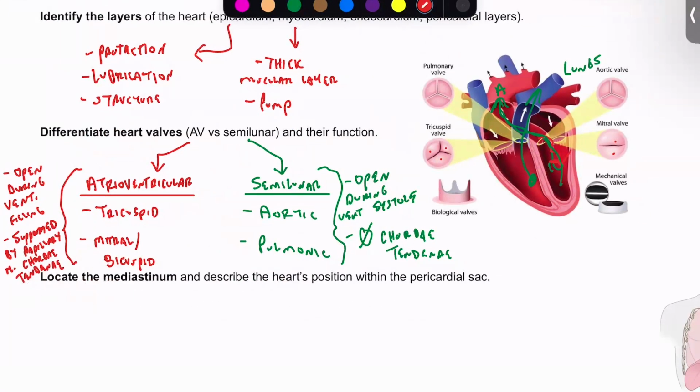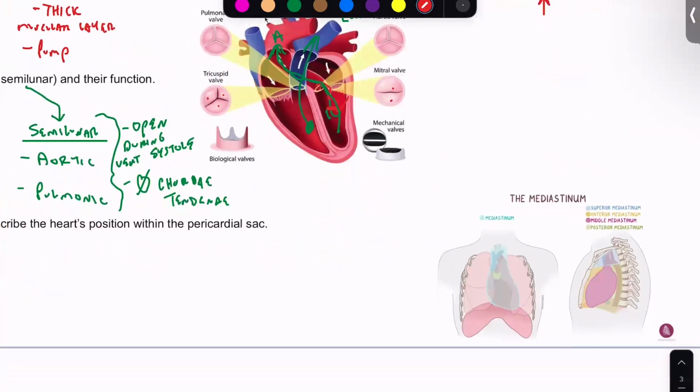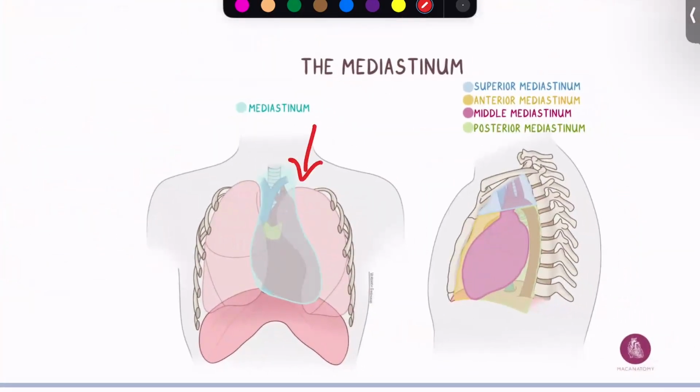Okay, and then lastly, locate the mediastinum and describe the heart's position within the pericardial sac. So the mediastinum is the central component of the thoracic cavity. And it's located obviously between your lungs. So there's your lungs. And it contains all the things like the heart, the great vessels, even like the trachea, the esophagus, the thymus, all of those are in the mediastinum. And so the heart specifically sits right in this middle mediastinum right here.